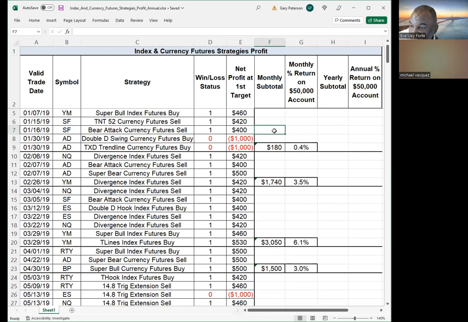But why do we see $180 profit then? Because you made this much on one trade at the first target. You lost this much because it was a full loss. The net is a plus 180.